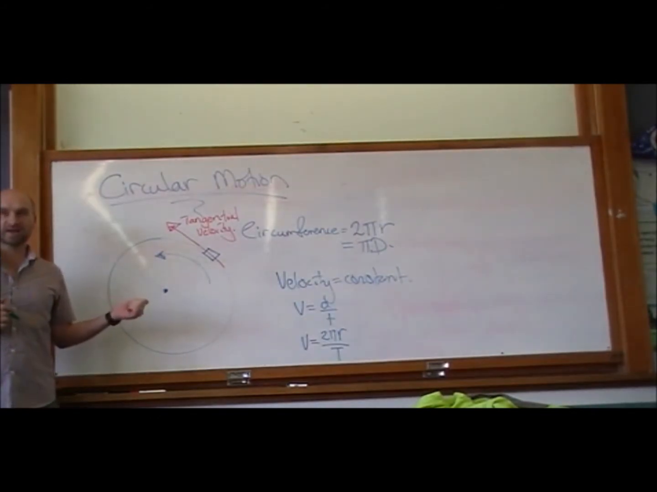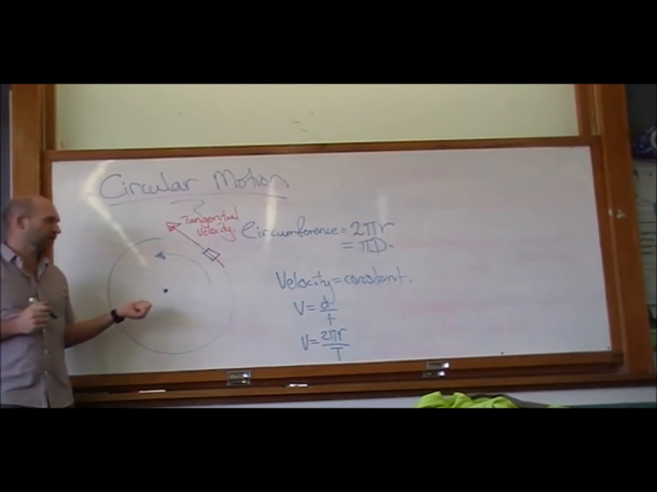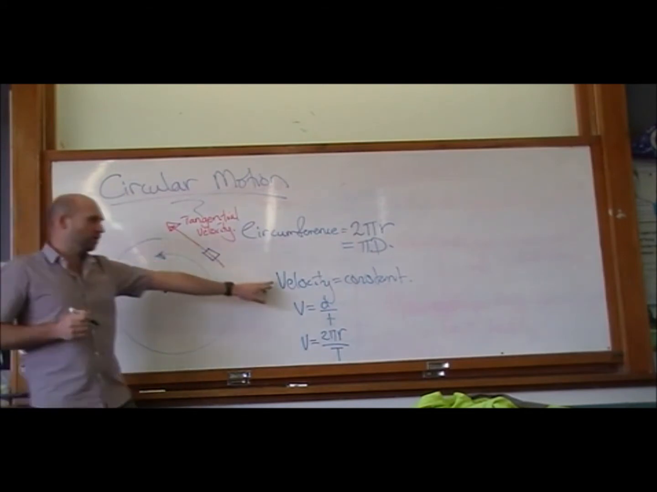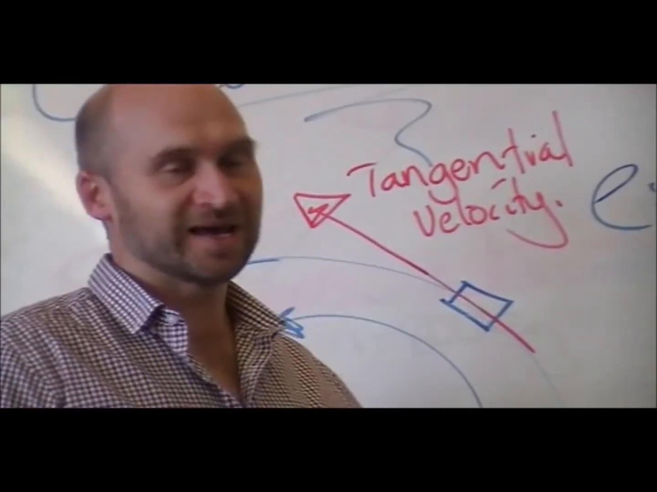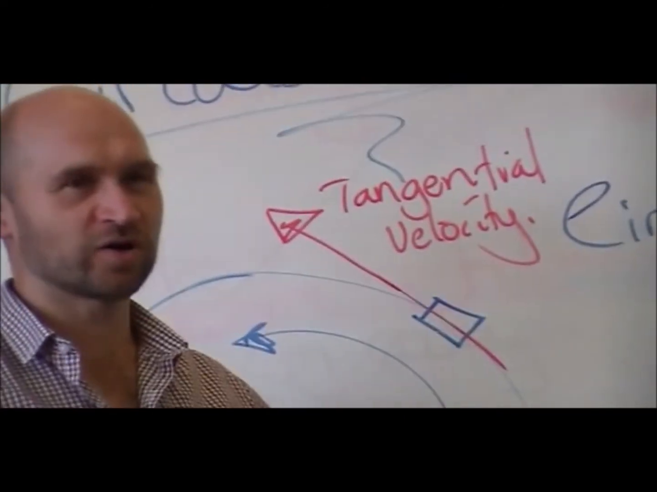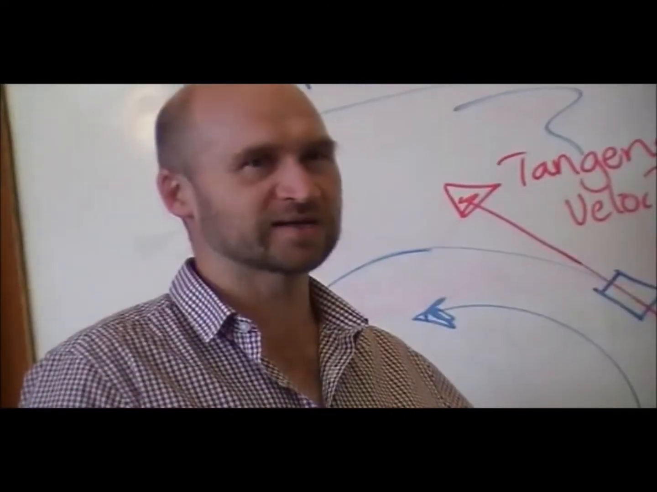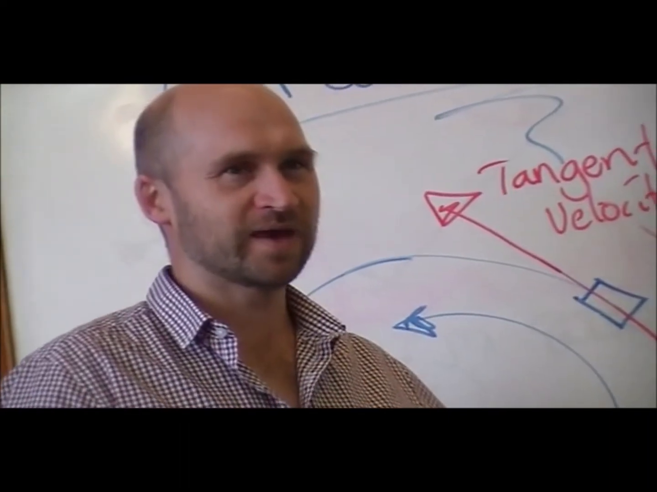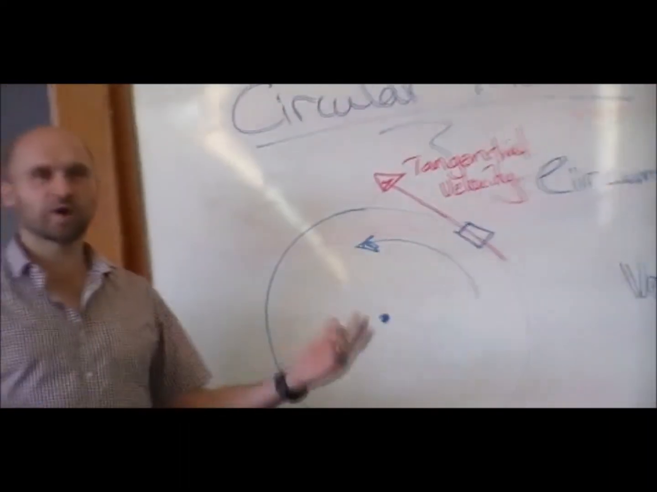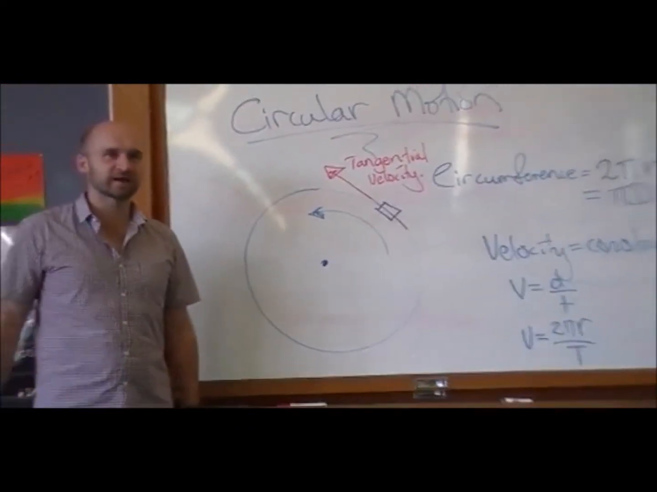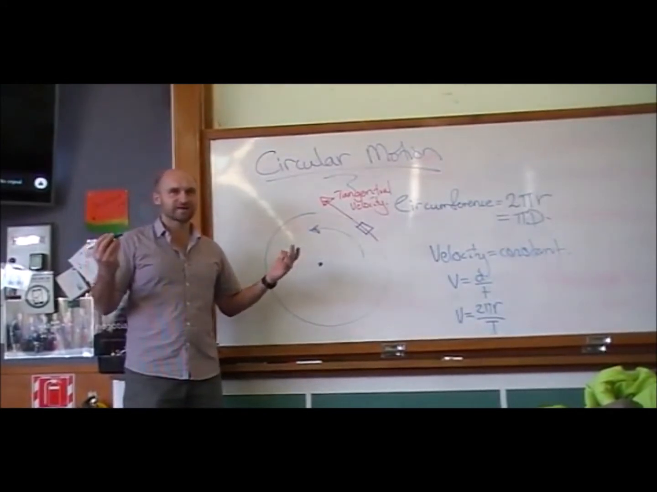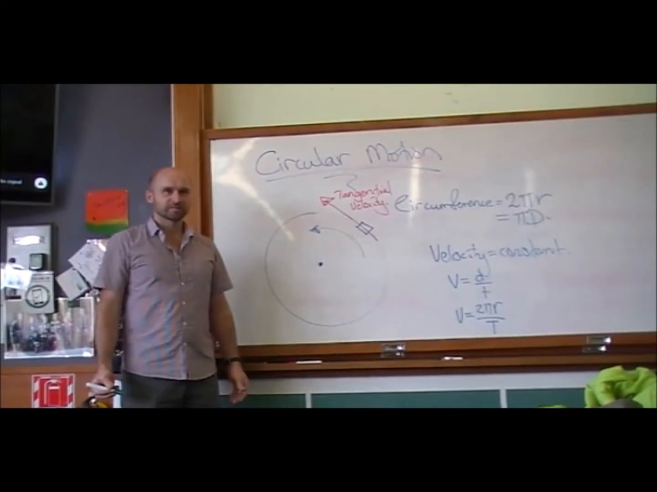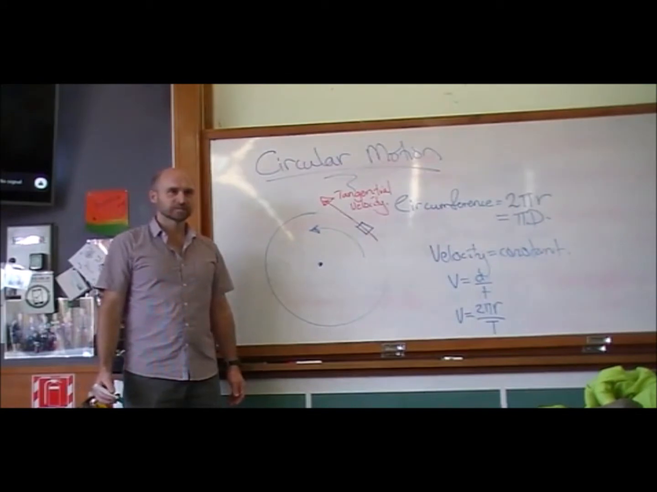The complicated and counterintuitive thing about circular motion is that even though it's moving at constant speed, it is accelerating. How can it be that it's moving at constant speed and it's accelerating? That literally makes no sense. Why does the fact that it's moving in a circle mean that it's accelerating? How can it be accelerating if the speed is constant? Something to do with the tangent.